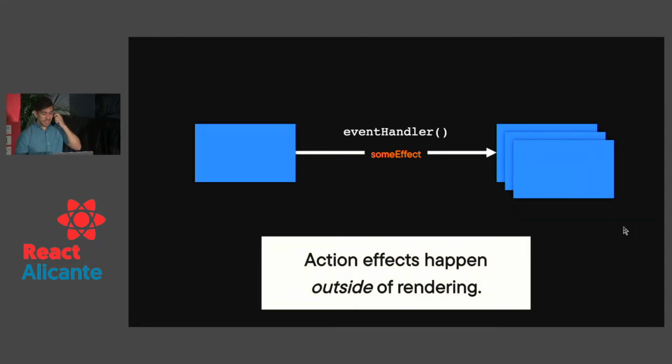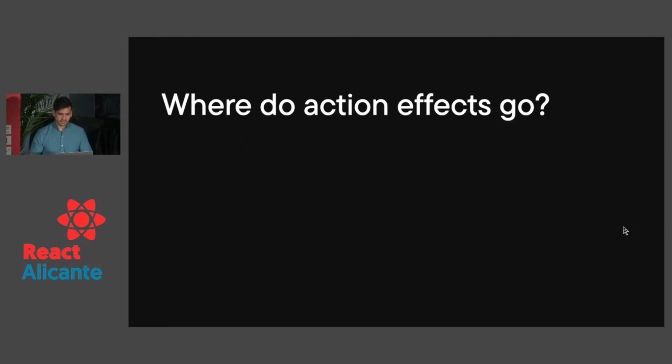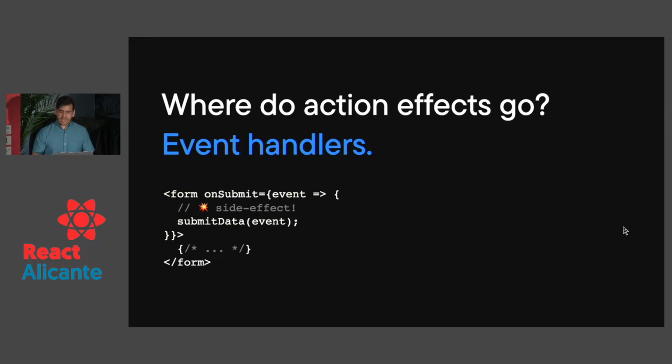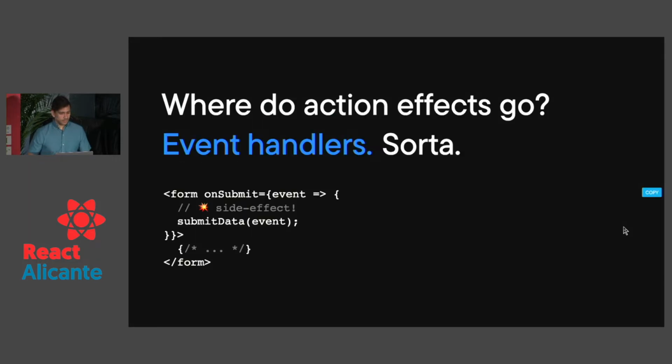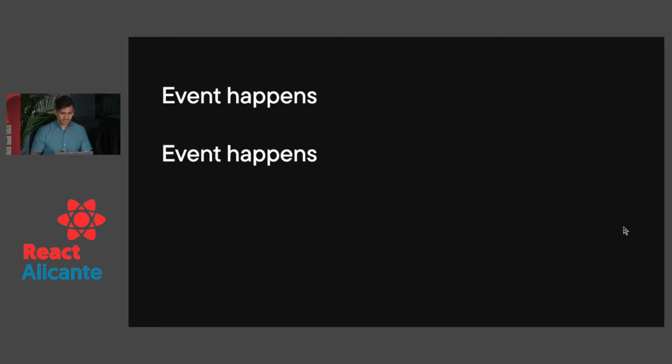So action effects actually should happen outside of the rendering cycle. So these action effects go inside of event handlers, actually. Sort of. We're going to talk about some pros and cons of this approach. And so one classic example is submitting form data, where, when you're submitting form data, instead of having some sort of useEffect for that, you could just put it right inside of onSubmit.